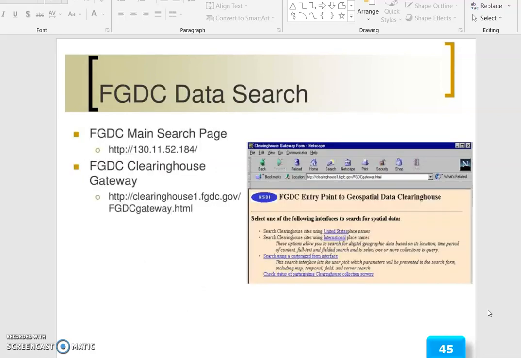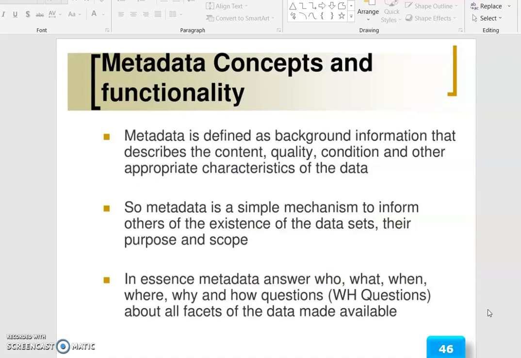So FGDC data search. The main search pages, like HTTP, then the FGDC clearinghouse gateway. So metadata concept and functionality. Metadata is defined as background information that describes the content, quality, condition and other appropriate characteristics of the data. So metadata is a simple mechanism to inform others of the extent of the data sets, their purpose and scope. In essence, metadata answers who, what, when, where, why and how questions.